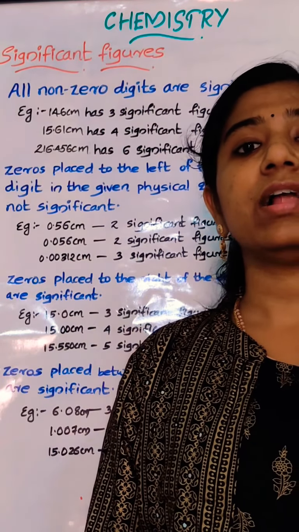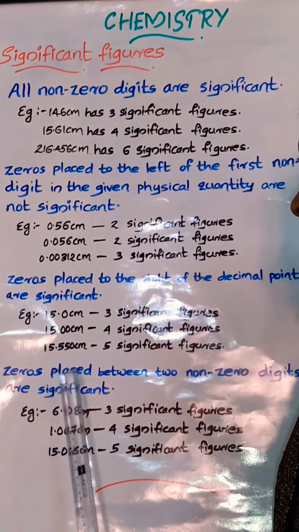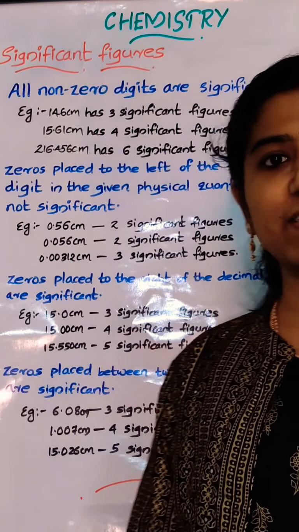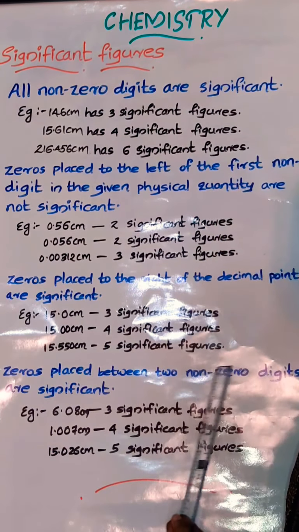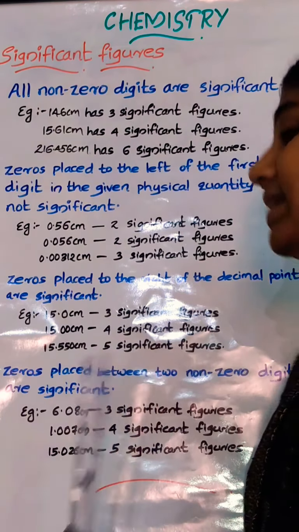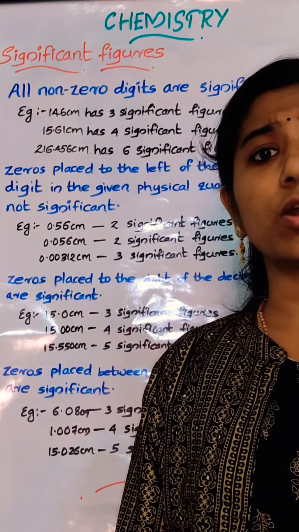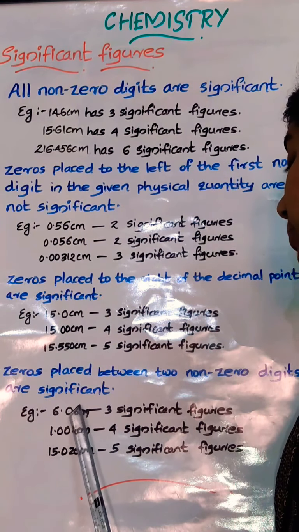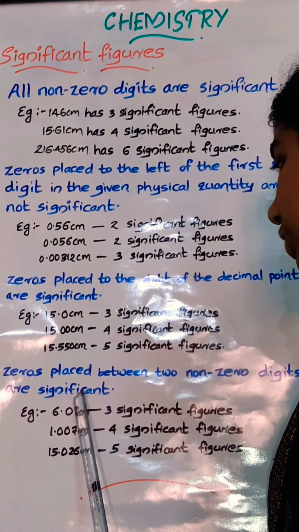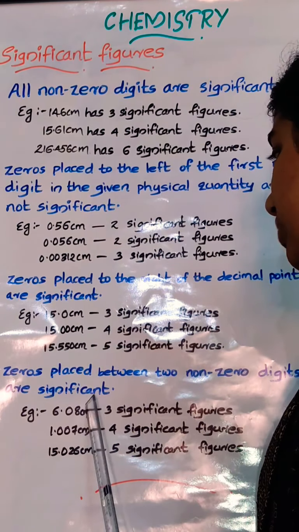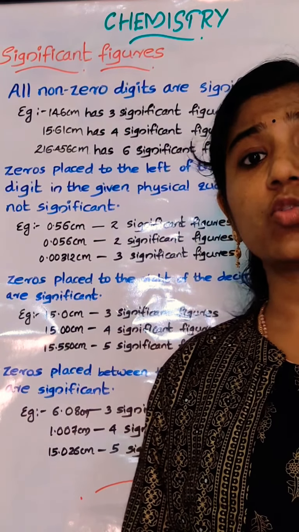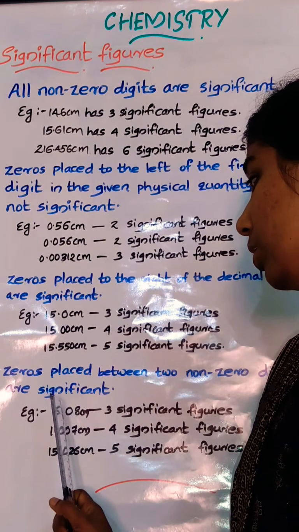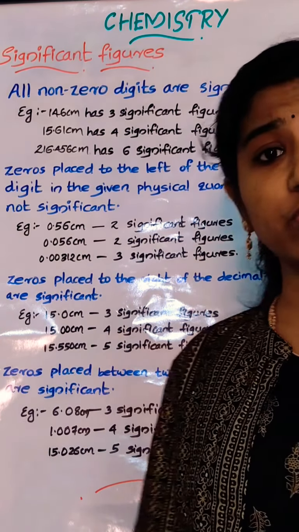Then we can move to the last rule, the fourth rule. Zeros placed between 2 non-zero digits are significant. In order to demonstrate the rule, we can consider an example, 6.08 centimeter. The 0 in between these 2 non-zero digits is considered as significant. So this 6.08 centimeter will have three significant figures.